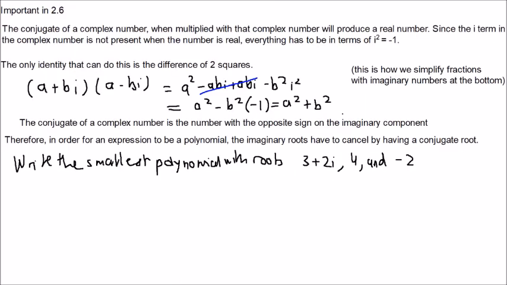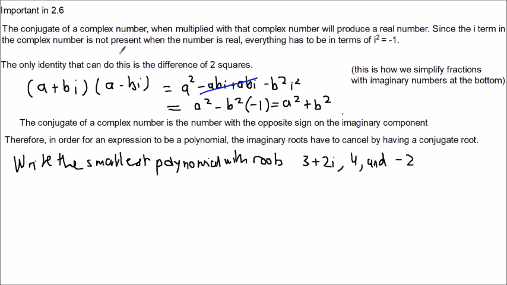So this is the important stuff in 2.6. I've already told you about this. This is called the conjugate. The conjugate of a complex number is the number with the opposite sign of the imaginary component. But it can really just be the opposite sign of the real one as well. That will also eliminate the abi minus abi component of the equation.